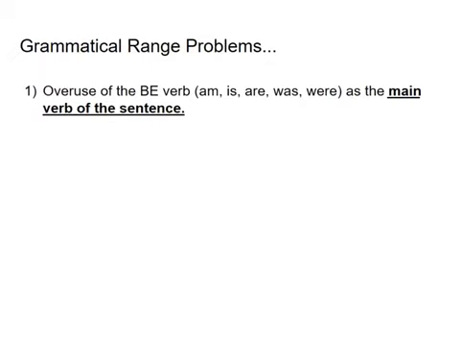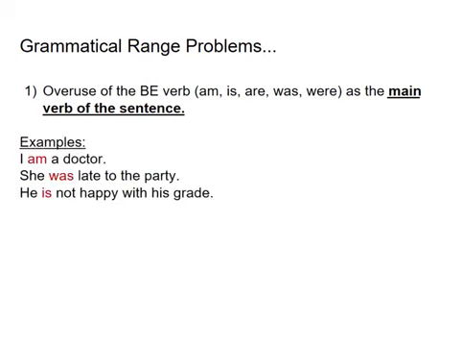What the problem is, the thing that can pull your score down, is if almost all of your sentences have am, is, are, was, were as your main verb. Okay, so for example, if so many of your sentences look like this: I am a doctor, she was late to the party, he is not happy with his grade. These sentences are grammatically correct, but if all of your sentences look like this, or if this is what you sound like in almost every sentence with these main verbs, then your sentence structures are going to be too simple.